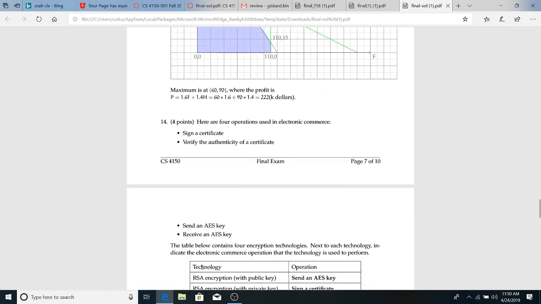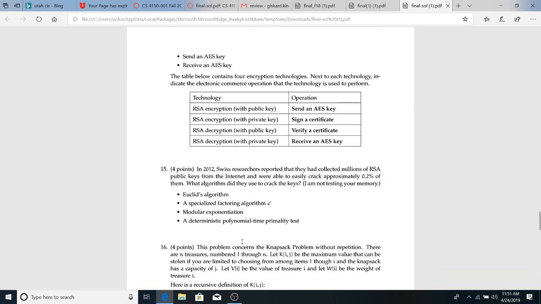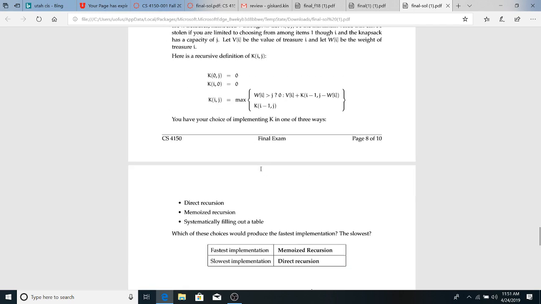Yeah, this one was RSA again. We did that. We didn't talk about that this semester, so don't worry about that one. We talked about that one.